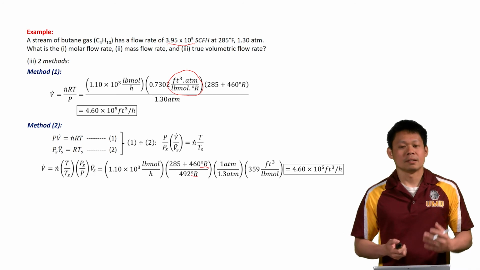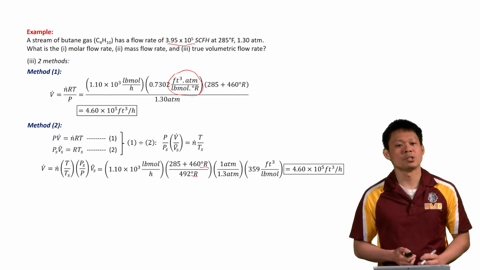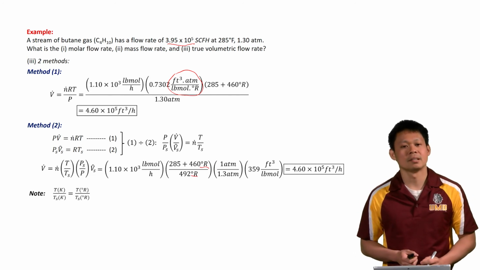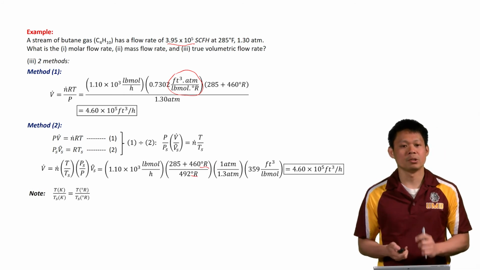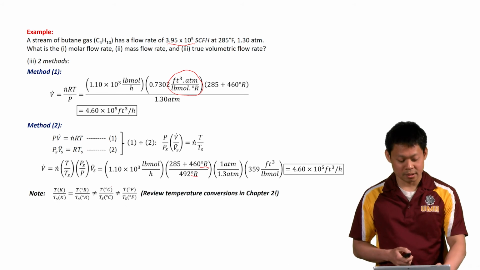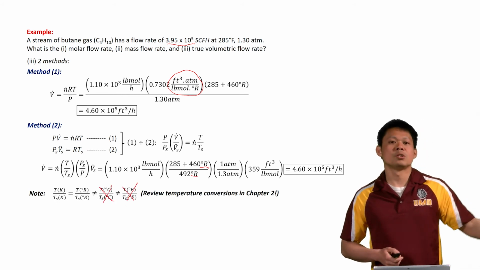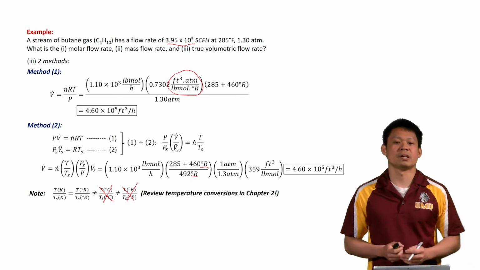One quick note about this is your temperature ratios. You have to be careful about this. For temperature ratios, you can do it in Kelvin, you can do it in Rankine, but you cannot do it in Celsius and you cannot do it in Fahrenheit. Go back to chapter 2 where we talked about unit conversions of temperatures.